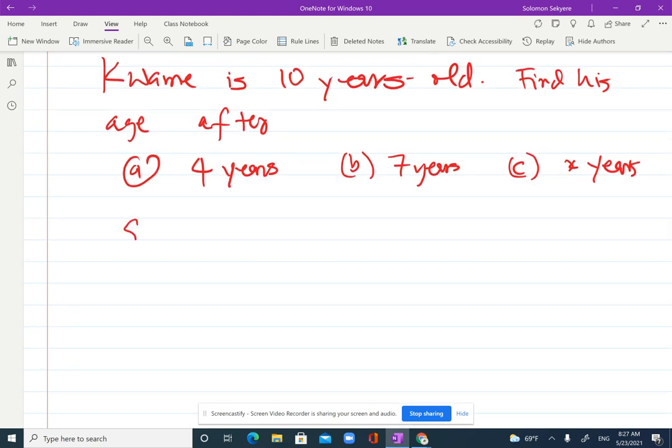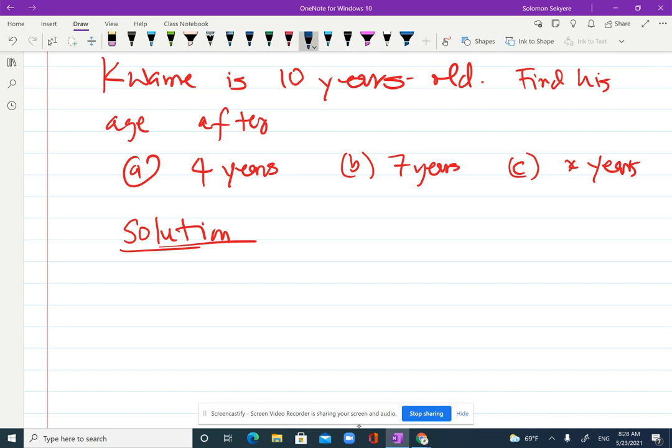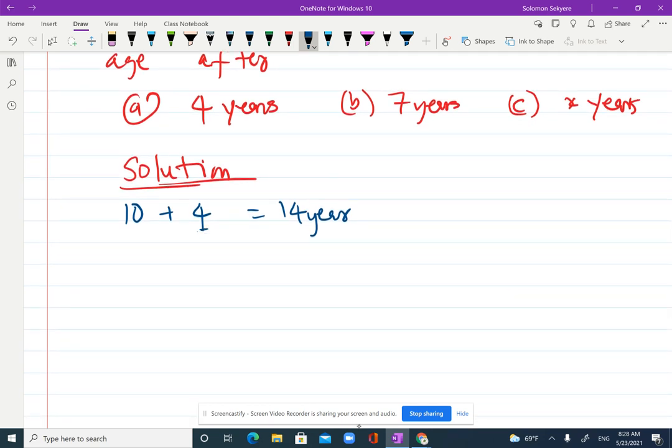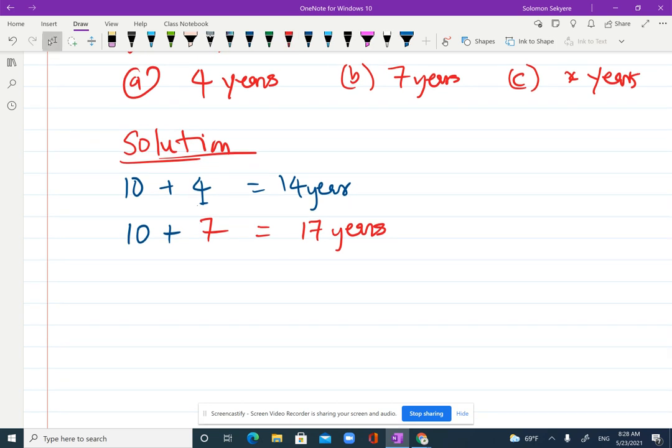So I go here, say solution. Kwame is 10 years old now. So in 4 years, Kwame will be 10 plus 4, 14 years. Whatever number of years we want to find, we just add it to the current age, which is 10. For 7 years, 10 plus 7, 17 years. So we can find whatever years we want.